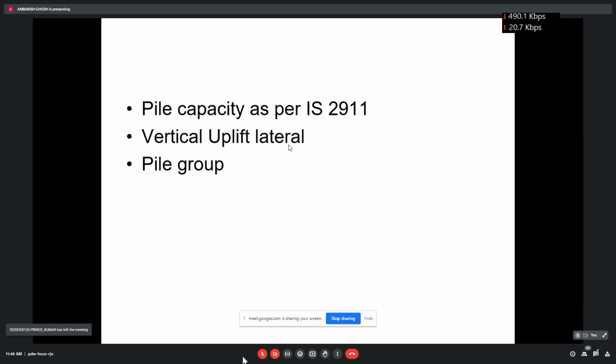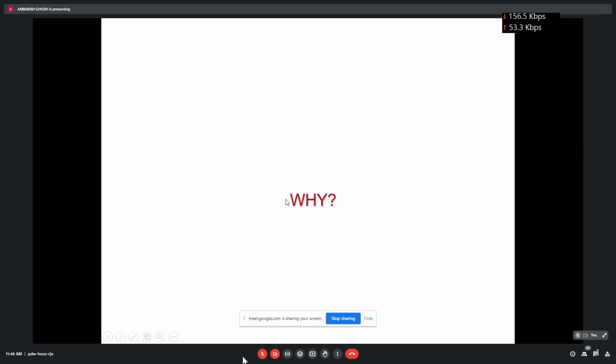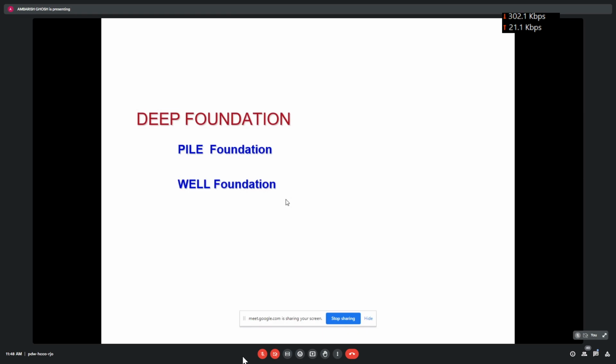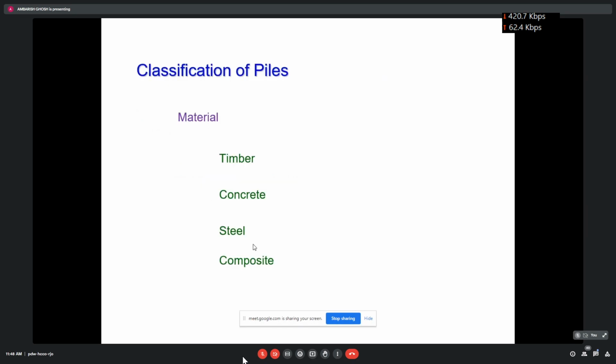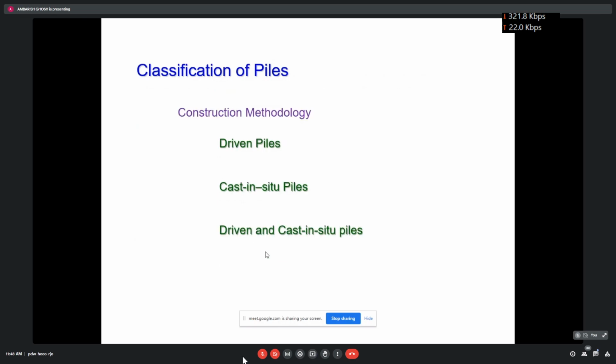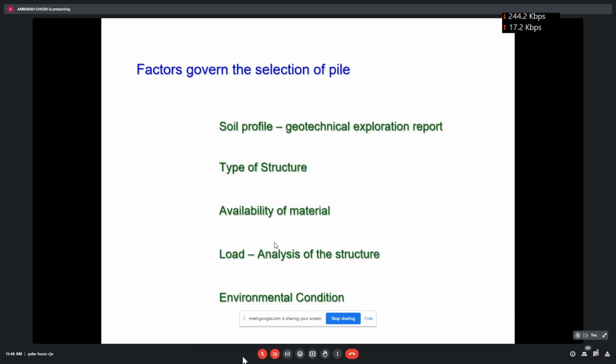So that's why we have discussed the load carrying capacity of pile. Compression and tension, I think, is completed. These are the structures we have discussed already in the earlier classes. Material wise, we have discussed. Construction methodology wise, classifications we have discussed. Now, factors that govern the selection of pile: soil profile, geotechnical exploration, code, type of structures, availability of materials, load analysis, and environmental condition.